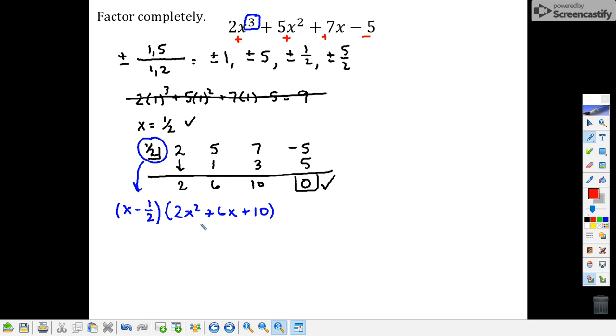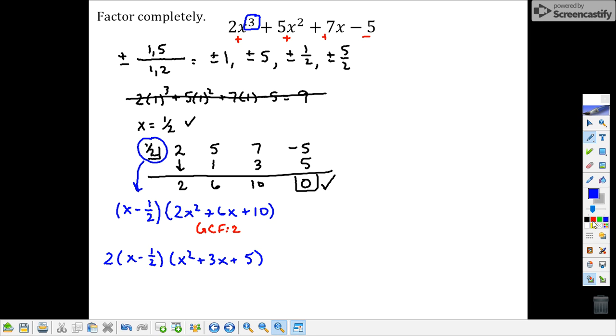So we have to finish up our factoring. There's a greatest common factor, 2, so I'm going to put that 2 in front of everything. 2 times x minus 1/2, times x squared plus 3x plus 5. Well, x squared plus 3x plus 5 is a quadratic, so we try finding factors of 5 that add up to 3. Well, there aren't any. The only factors of 5 are 5 and 1, and those add up to 6.